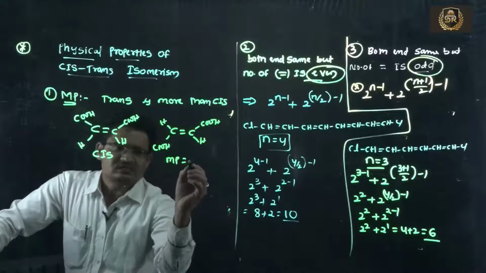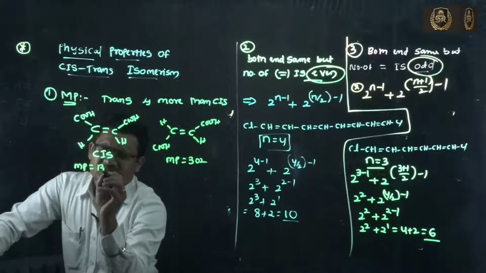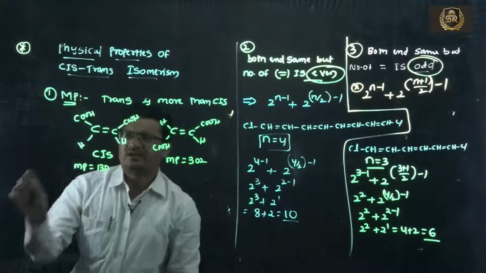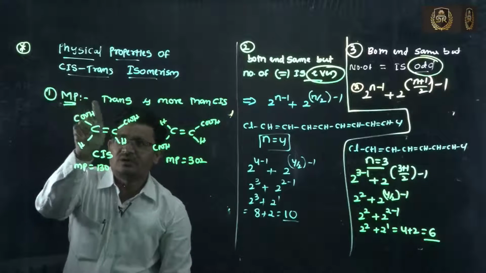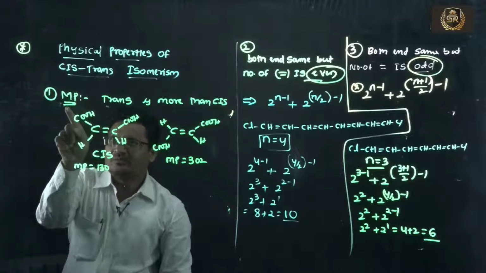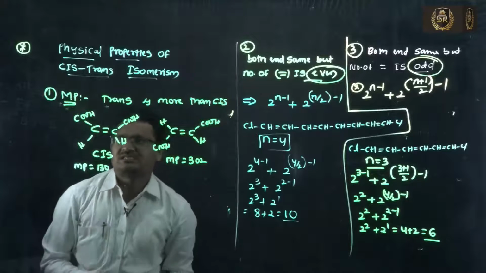Its melting point is 302. Its melting point is 130. So how to identify? The M in melting is followed by N, it is nearby T. M is nearby T, that's why the melting point of trans is more than cis.